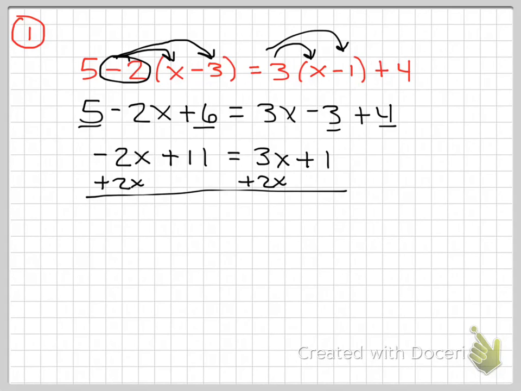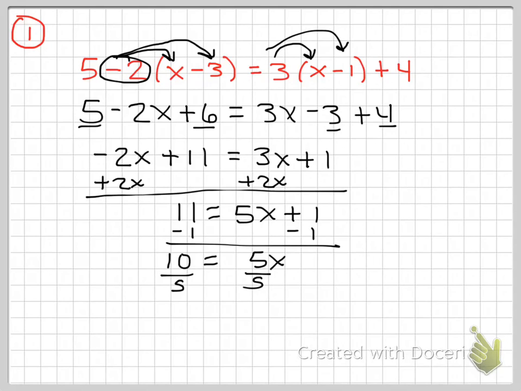Add 2x to both sides. I'm going to come up with 11 equals 5x plus 1. Subtract 1 from both sides. 5x is going to equal 10. Divide each side by 5. X is equal to 2.